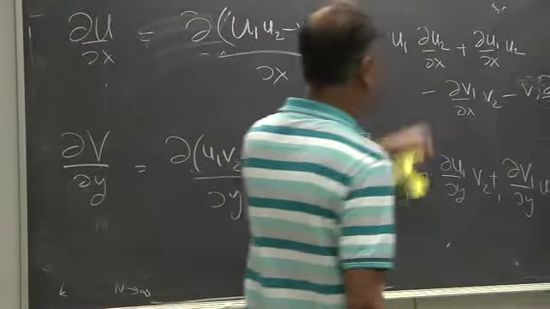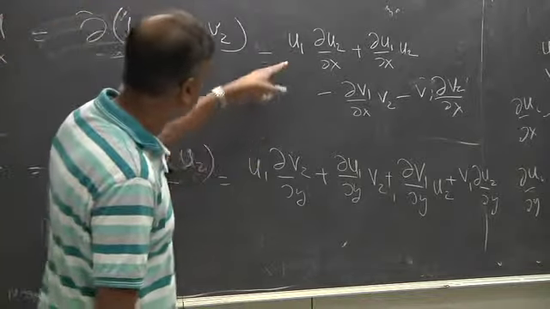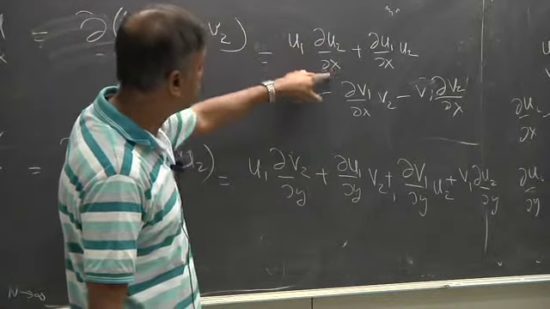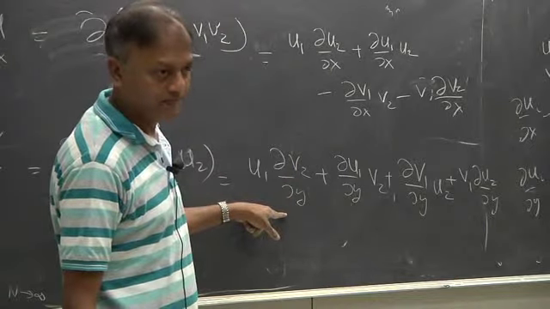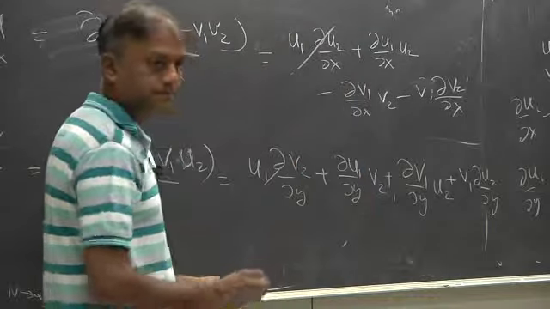So we want to say that these two are equal, right? So let's use the Cauchy-Riemann thing. For example, look at this term which comes with the u1 and u1. du2 by dx is the same as dv2 by dy, right? So these two are equal. So this cancels from that.